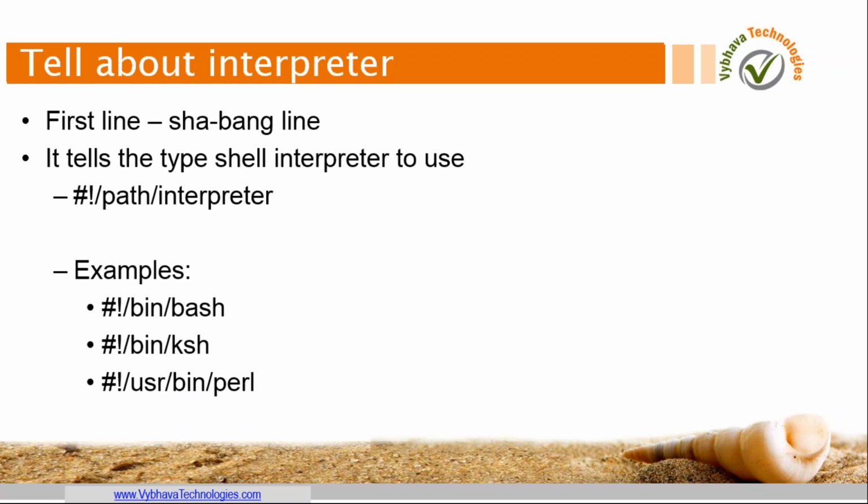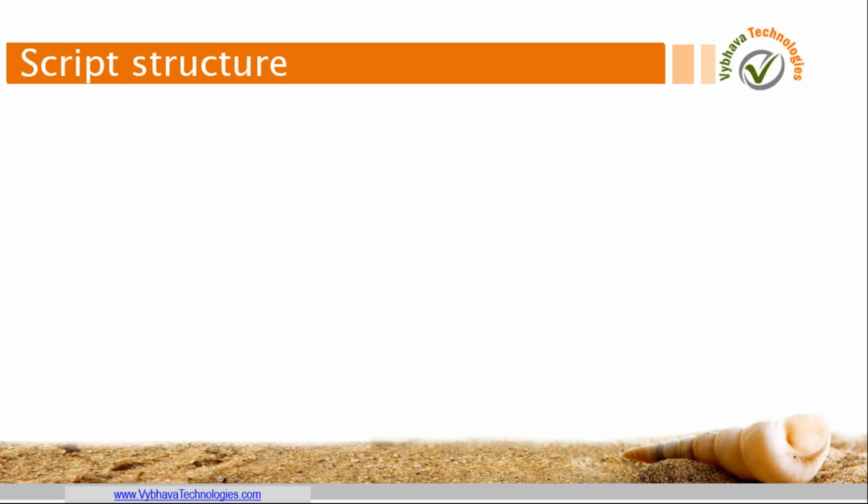Or if you want to go for Perl, then where is the Perl path? Check that using the which command and give the path. If you are going for Python, then check which python, then give the path. Okay, so those are all different choices for shell.